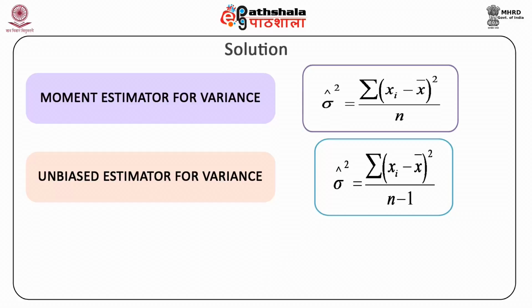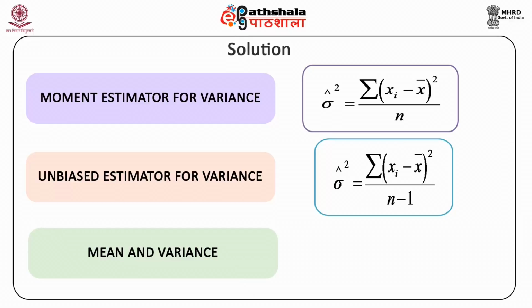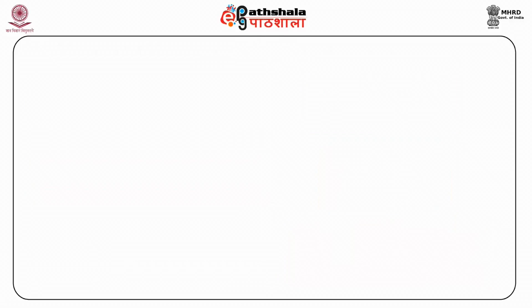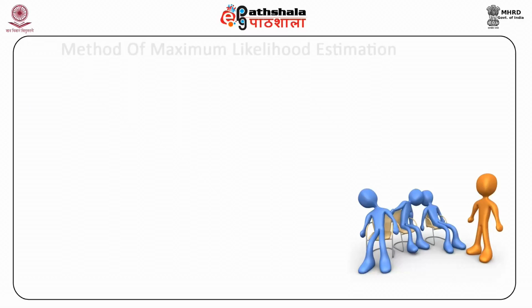Similarly, even without knowledge of the functional form of the population distribution, the mean and variance of the distribution can be estimated by mu hat equal to x bar and sigma hat square equal to summation xi minus x bar whole square divided by n, respectively. Next method we discuss is method of maximum likelihood estimation.